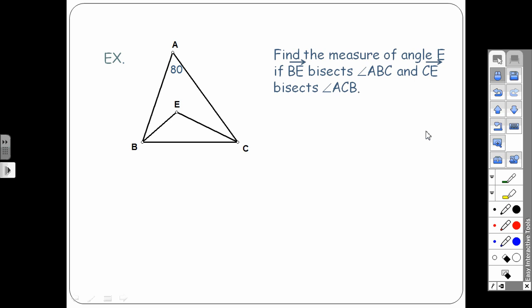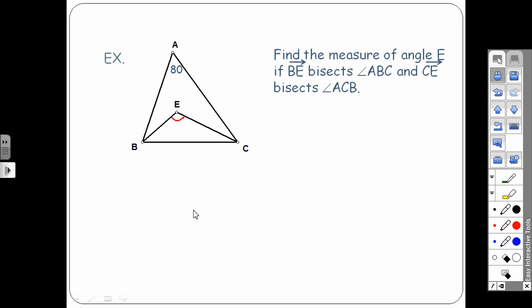Here's another interesting type of problem that you're going to be asked to solve. It says find the measure of angle E, and they're talking about this little angle here, right? That angle, angle E, not the one that's more than 180 degrees. If they tell you that BE, this ray, bisects angle ABC, and ray CE, this right here, bisects angle ACB. Okay, so first things first.